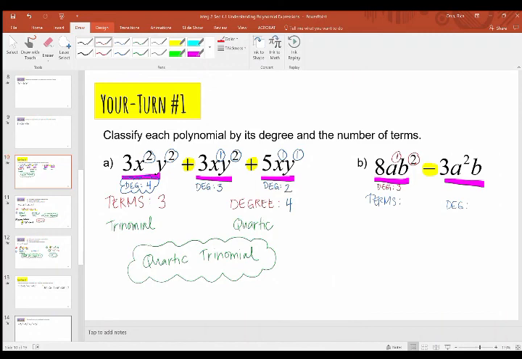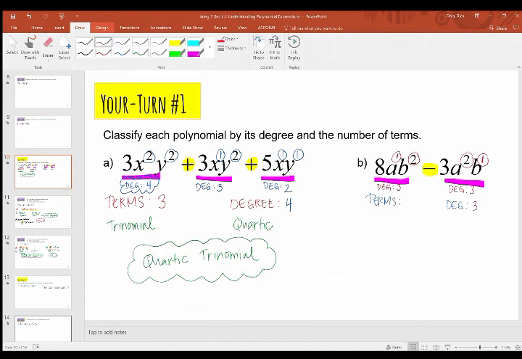Now let's move on to the second monomial. A has a degree of 2, whereas B has a degree of 1. So 2 plus 1 is 3. So notice how both of the degrees are exactly the same. So since the degree of each monomial is 3, let's go ahead and make the degree of this polynomial 3.